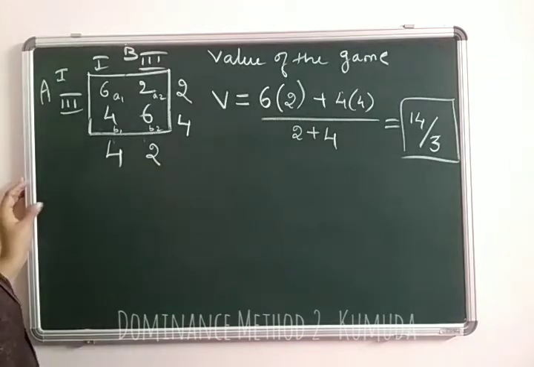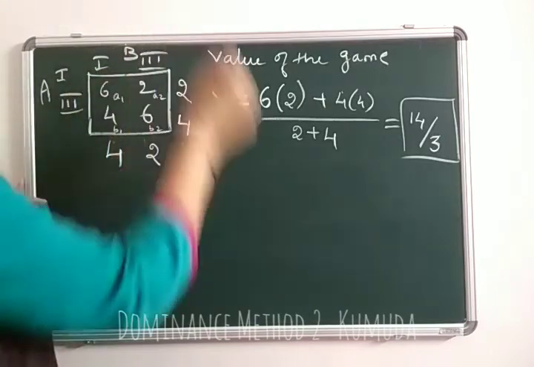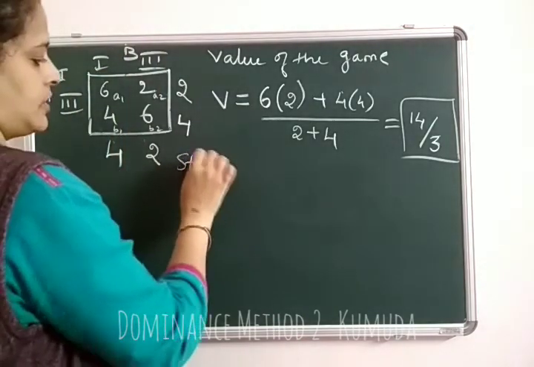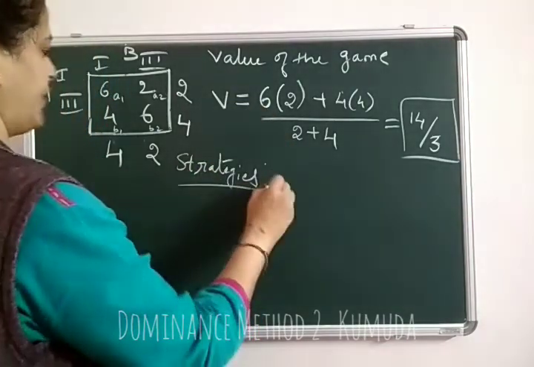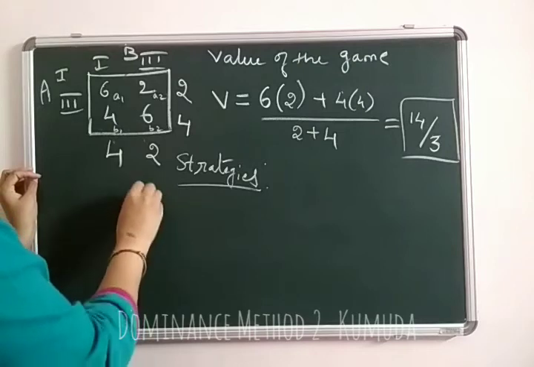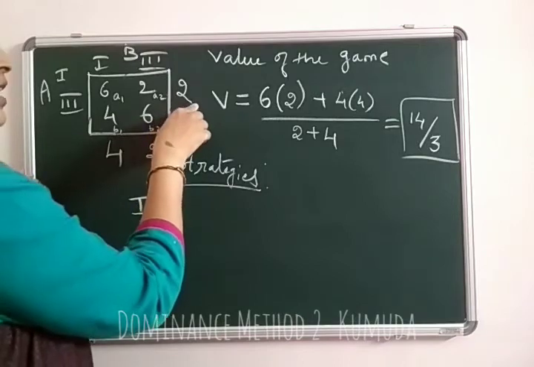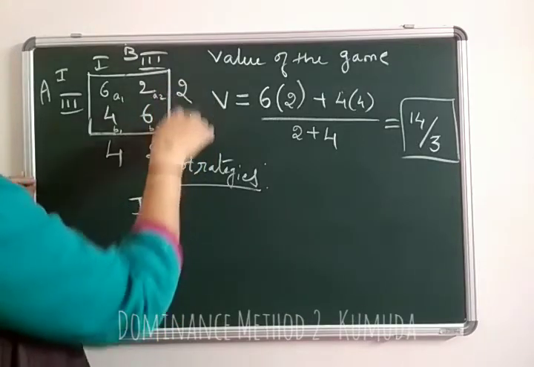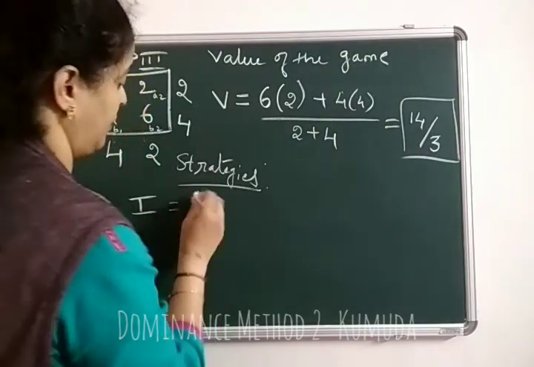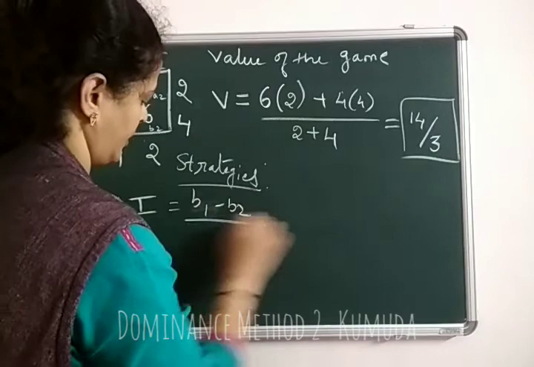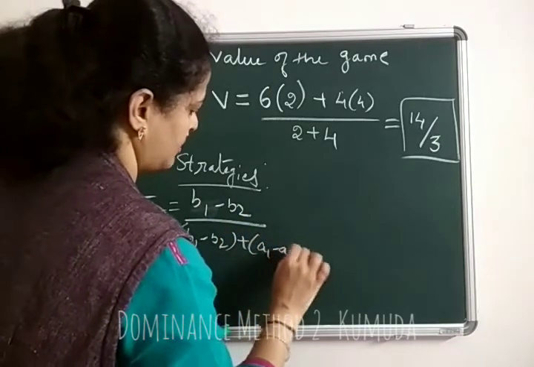Now again we can find the strategies. Very clearly we have A value as 1 and 3, B also as 1 and 3. So how do we find the strategy? A1, A2, B1, B2 is already given to you. So you're supposed to find A1 minus A2 divided by sum of these two values. If you want, you can just make a note. It is B1 minus B2 divided by B1 minus B2 plus A1 minus A2.